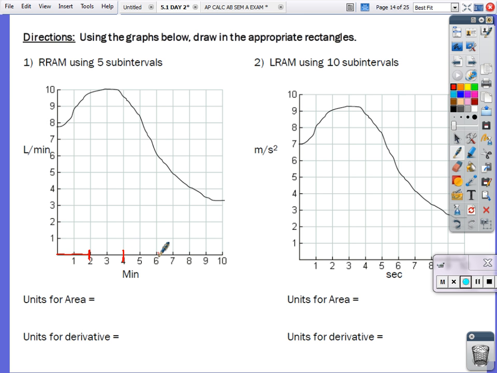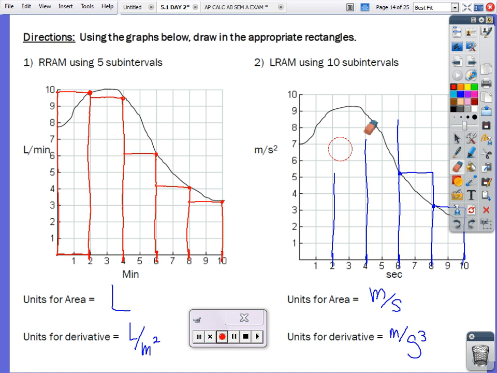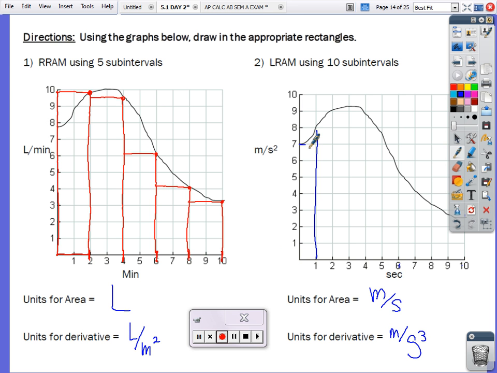So 5, and then an RRAM would be the right side. All right, so, oopsie, no, I did the 10 wrong. It's 10, not 5. All right, so for your first one, it was 5 subintervals. They are over there. On your second one, I'll redraw it real quick.